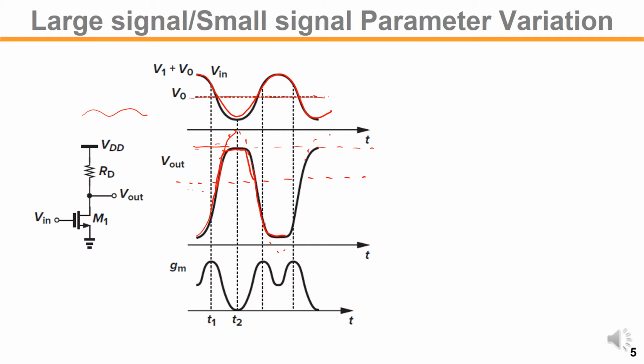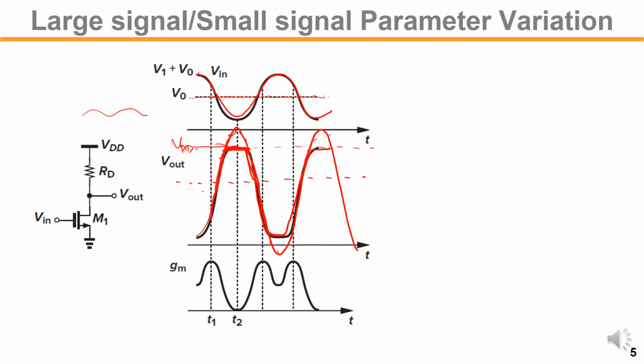For example, if your supply voltage is limited, like VDD, and the signal is too large, or your gain is too large, then your signal will be distorted. Instead of a sine waveform as in the input, you will get a distorted output.